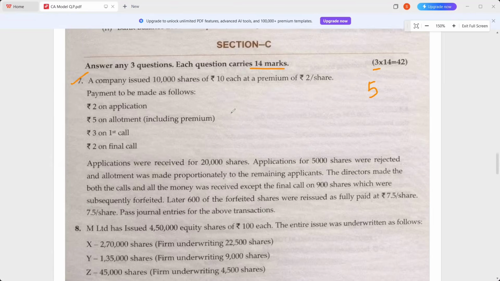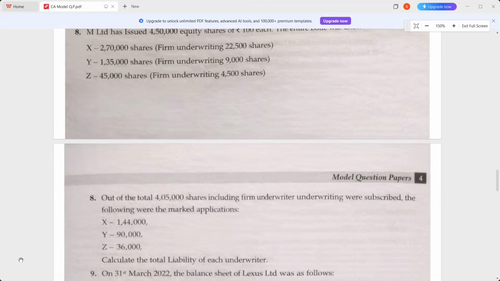You may get questions like passing the journal entries with balance sheets, or problems where the journal entries will be more. Or else you can also expect ledger accounts, journal entries with some of the ledger accounts. Expect questions from issue of shares or the buyback of shares also. Next question is from your second unit. Here you can expect a question on firm underwriting, to calculate the total liability.